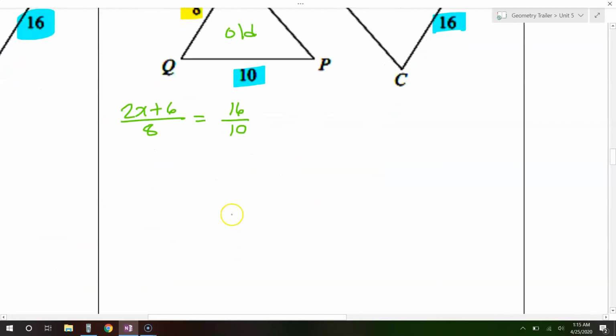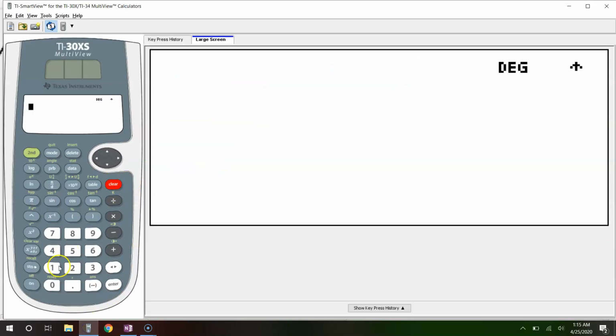16 over 10. Reduce this. I can see that both of these are divisible by 2. So I'm going to have 2x plus 6 over 8 is equal to 8 over 5. If you can't reduce a fraction like that in your head, use your calculator. 16 over 10.